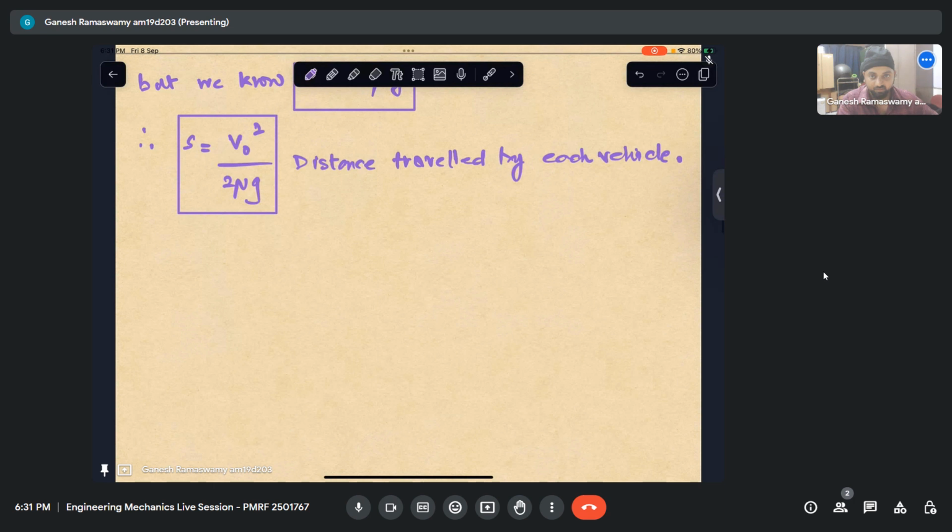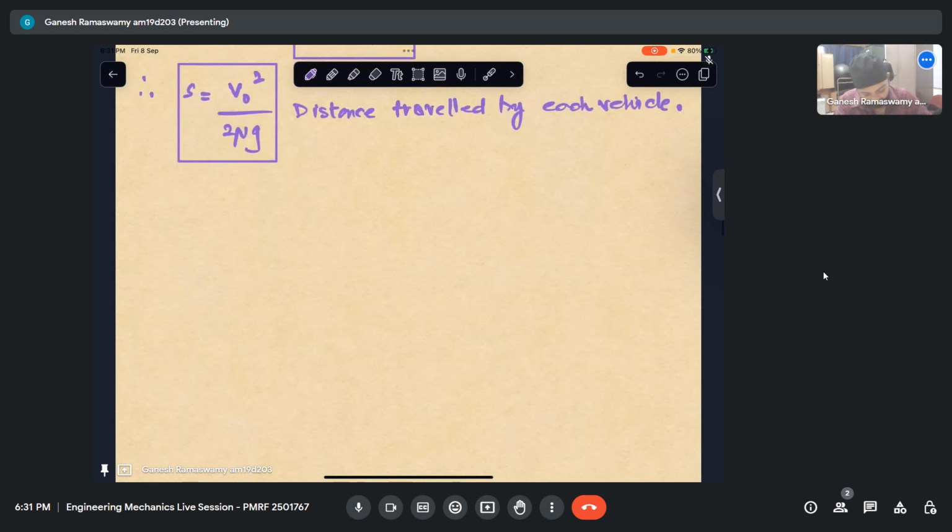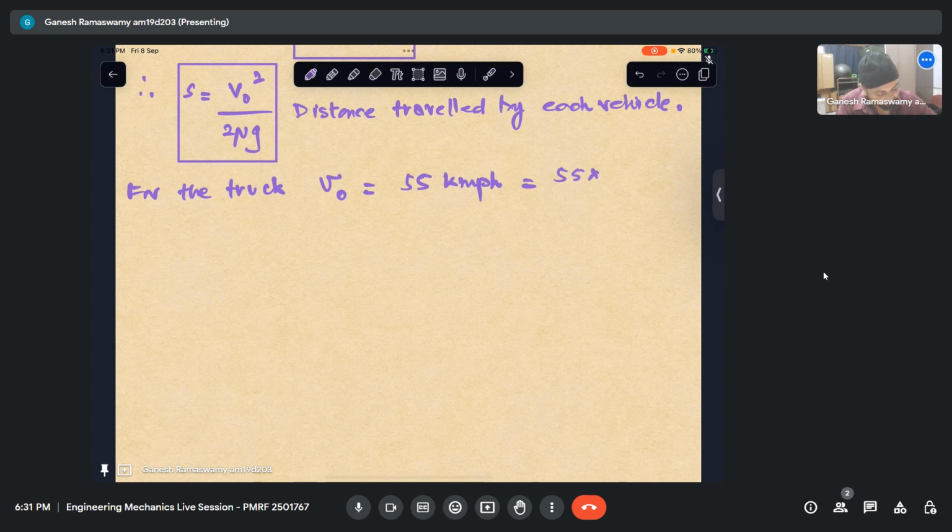In such a case, for the truck, v naught is given to be 55 kilometers per hour, which is nothing but 55 into 1000 by 3600 meters per second. Since g we will be substituting in meters per second, in order to have it consistent, we need to substitute this in meters per second. So this comes out to be 15.28 meters per second.